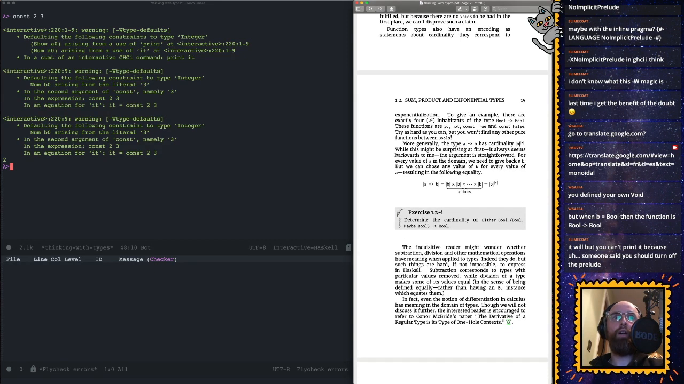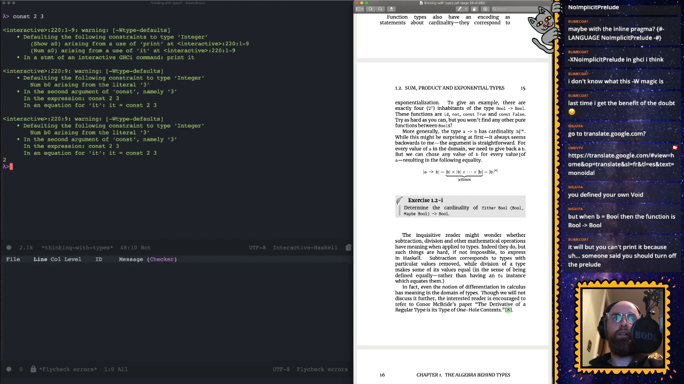So yeah, it does make sense. Whilst this might be surprising at first, it always seems backwards to me. The argument is straightforward. For every value in an A, I guess it feels like the A should potentially go first to the power of B, but it's actually the other way around. So for every value of A in a domain, we need to give back a B. So if there's 2 of these, true, false, we need to give back a B. But we can choose any value of B for every value of A, resulting in the following equality.